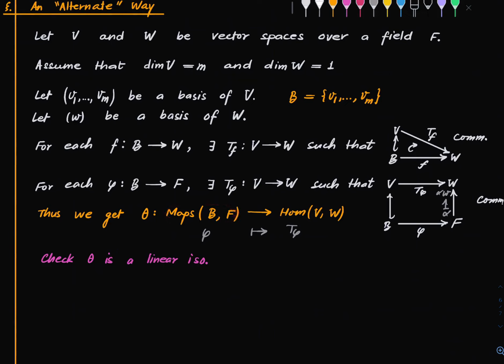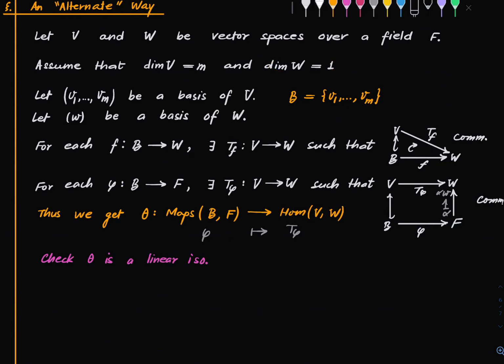Once you do this, what is the dimension of this? The dimension of this is the same as the size of B, which is the same as the dimension of V. And hence the dimension of this must also be the same as the dimension of V, which agrees with what we have stated because the dimension of W is assumed to be 1. So this is one way to prove that theorem.